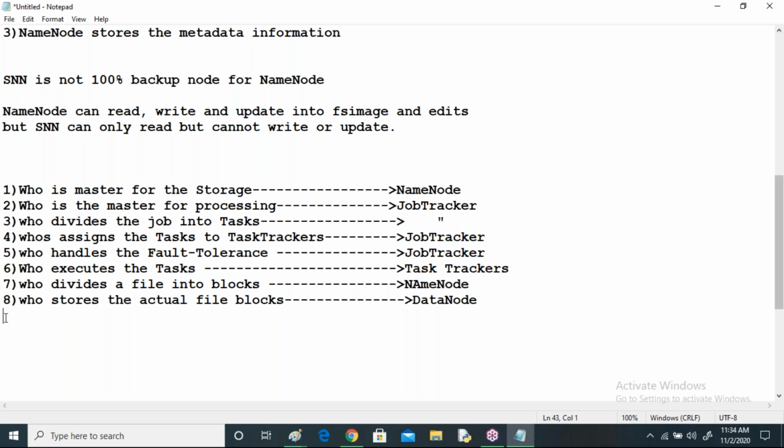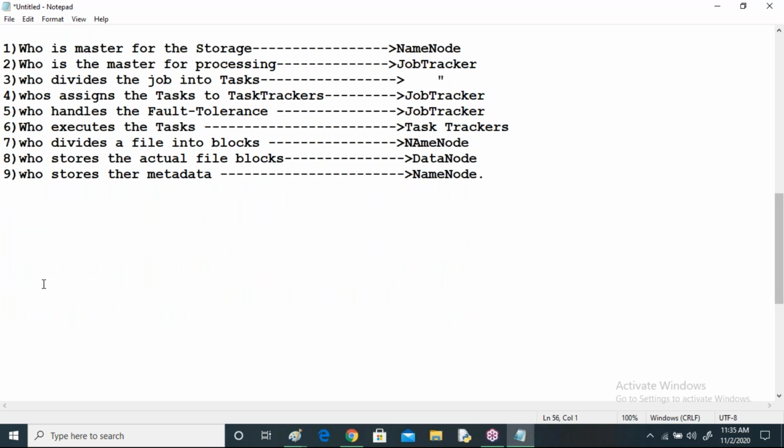Who stores the metadata information? Name node. So these things you need to understand. Okay, fine.